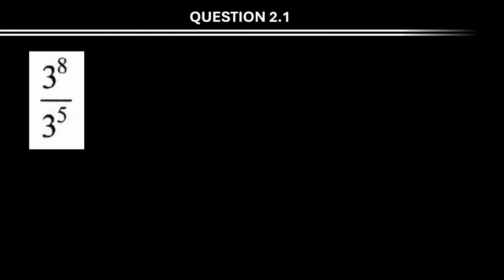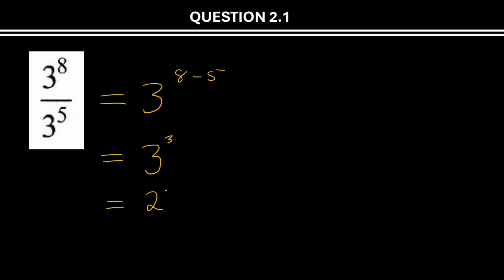Question 2, so for 2.1, again, just treat the 3's as normal bases, but now we are dividing. So this means we've got 3 and we minus the exponent. So 8 minus 5, and then we get 3 to the power of 3, and this we can simplify to 27.